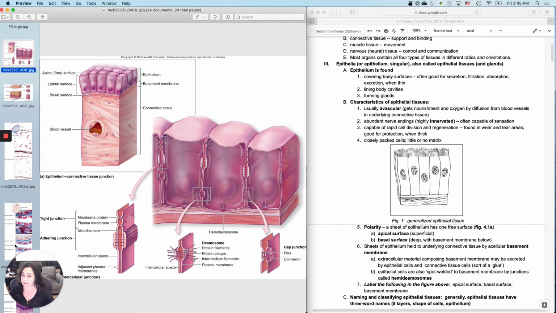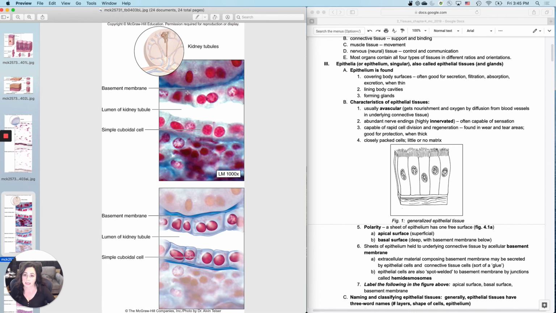And sometimes it stains super duper well, like here. So apical surface, basal surface, basement membrane is what you're seeing in blue right here. Sometimes it doesn't stain very well, but it still has to be there. It's sticking the two of them together. So that is the concept of a basement membrane. It's extracellular material, it's extracellular sticky stuff, proteins and sugars.